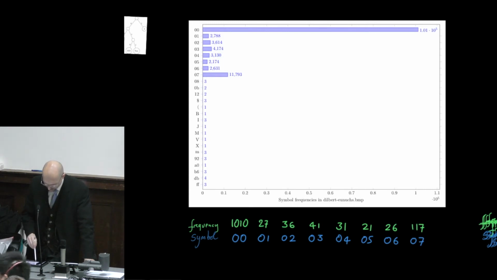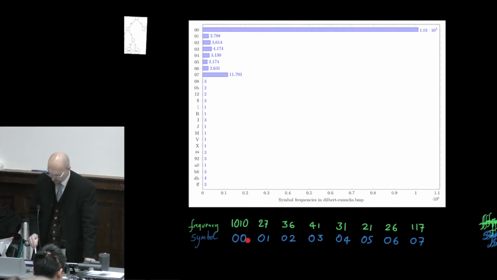So the symbol 00 is worth 10. The symbol 01 is worth 27. The symbol 02 is worth 36, and so on. So this is a representation of this histogram. So I can make any code I like within prefix-free codes just by building a tree out of these leaves.